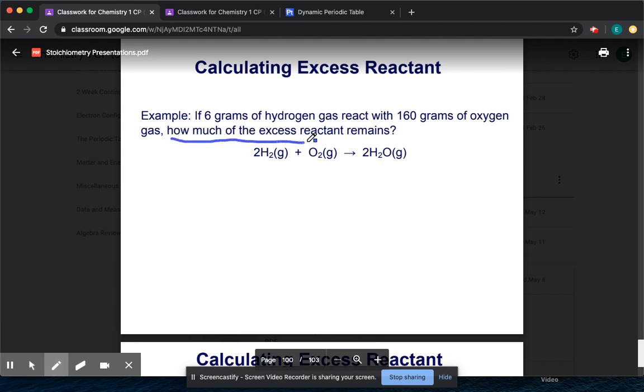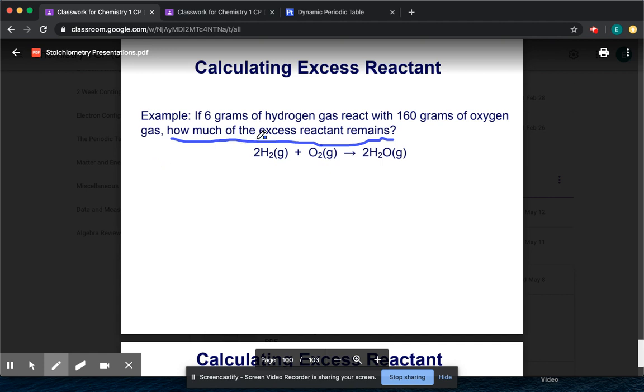With these types of problems, you assume the reaction goes perfect. So again, you are assuming perfect conditions, okay? Assume that everything goes perfectly, everything is used up. How much will you have left over if everything goes perfect? Okay, that's what they're asking.